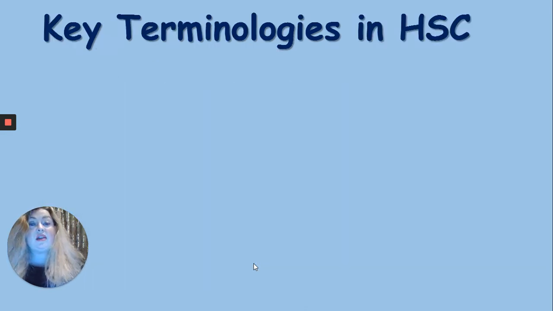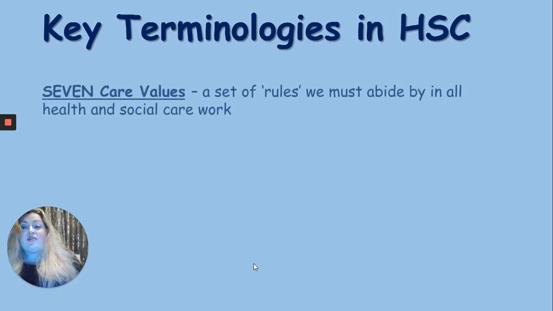So as with all of our lessons, we're going to use a series of key words and key terms within this component, and we will actually refer to them within the component 2 coursework, both A and B. So it's really important today that we familiarise ourselves with those terms so that we can use them effectively and within the right context. So what are those 7 care values that we've already looked at?